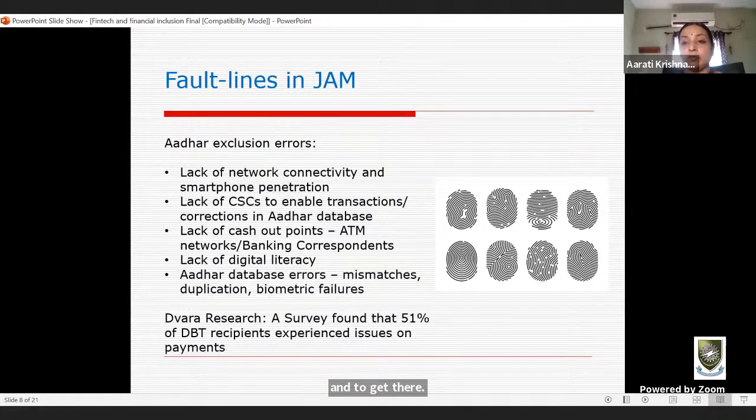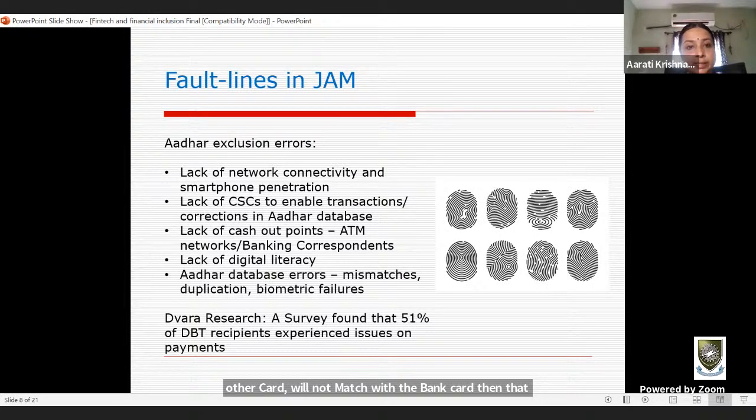All of us are aware of the errors in the Aadhaar database. Your name in the Aadhaar card will not match with the PAN card. Then that won't match with something else. So it will keep getting rejected. These kinds of errors also happen. And when they happen, you have to visit the CSC to get it corrected, which becomes quite a challenge, right?